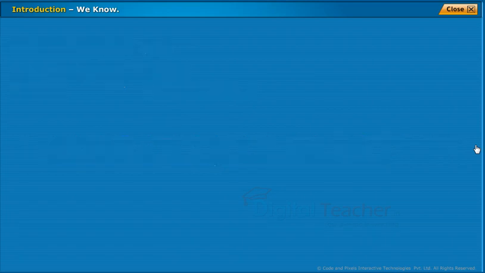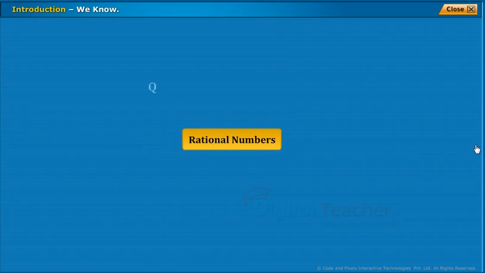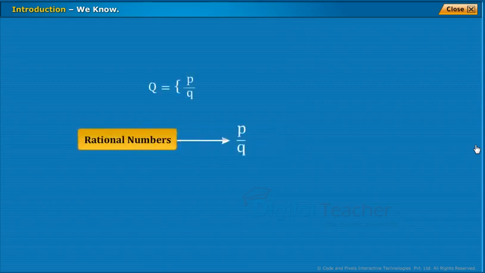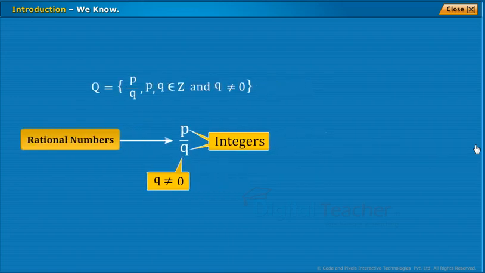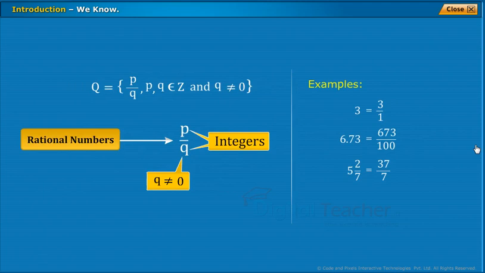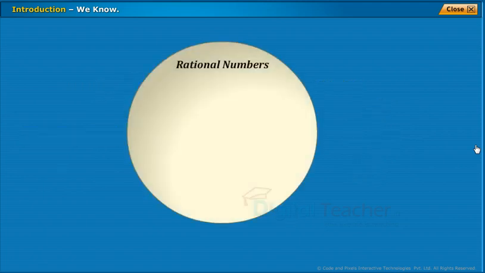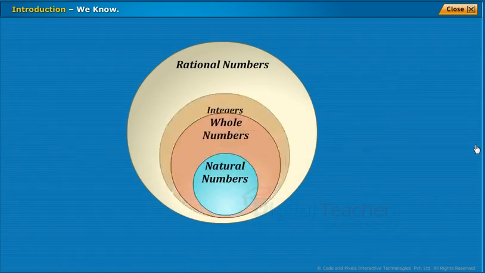Now, let us recall rational and irrational numbers. Rational numbers are the numbers that can be expressed in the form p by q, where p and q are integers, and q is not equal to 0. They are denoted by Q. Always, rational numbers are expressed using terminating decimals or non-terminating repeating decimals. Examples of rational numbers are as shown on the screen. Finally, we conclude that rational numbers contain the set of natural numbers, whole numbers, and integers.